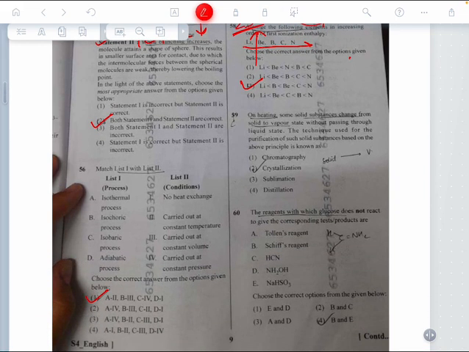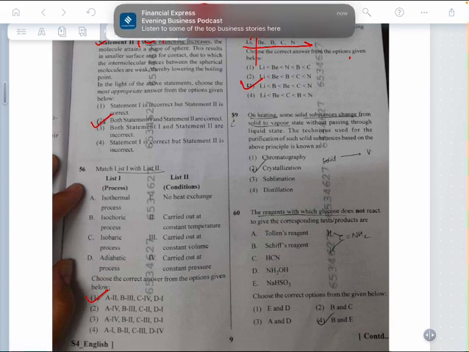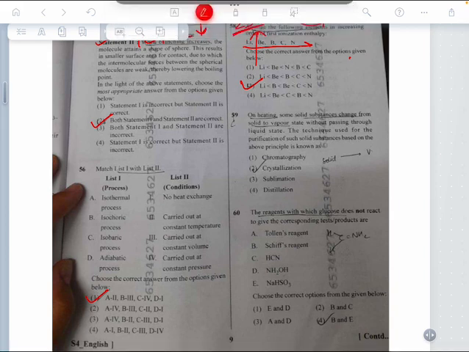59th. On heating, a solid substance changes from solid to vapor without passing through liquid state. The technique used for purification of such substance based on this principle is known as? Now see, solid to vapor it is changing directly, so we can use sublimation. That is simple.